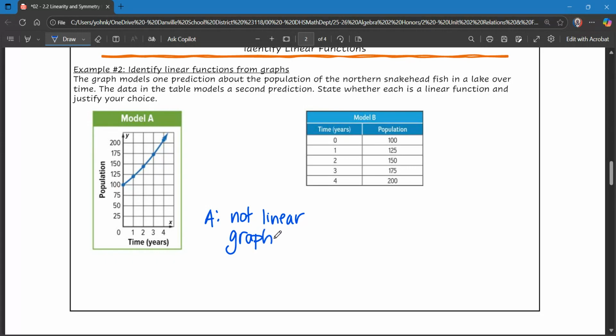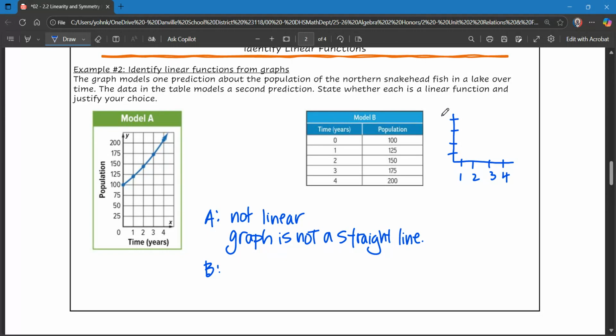Graph is not a straight line. If I look at letter B, well, it's just a table. I have no idea, so I'm going to draw a graph, a really quick sketch just to give me a visual. So we have 0, 1, 2, 3, and 4 years. Again, doesn't have to be pretty. And then we're going from 100 to 200, so I'm going to go 50, 100, 150, 200.